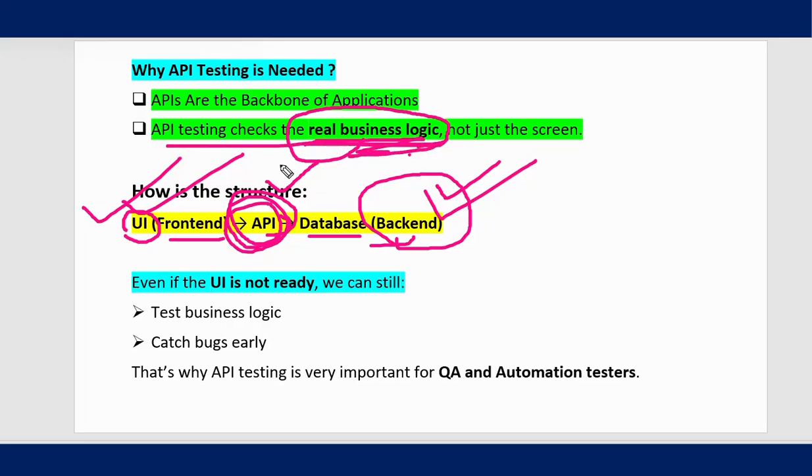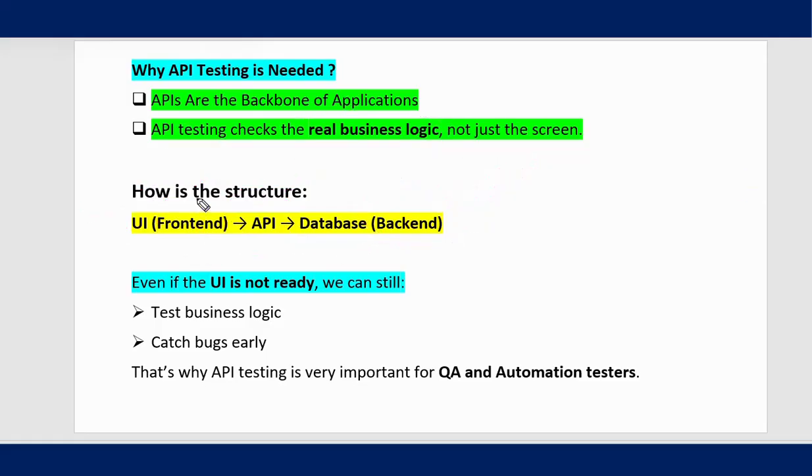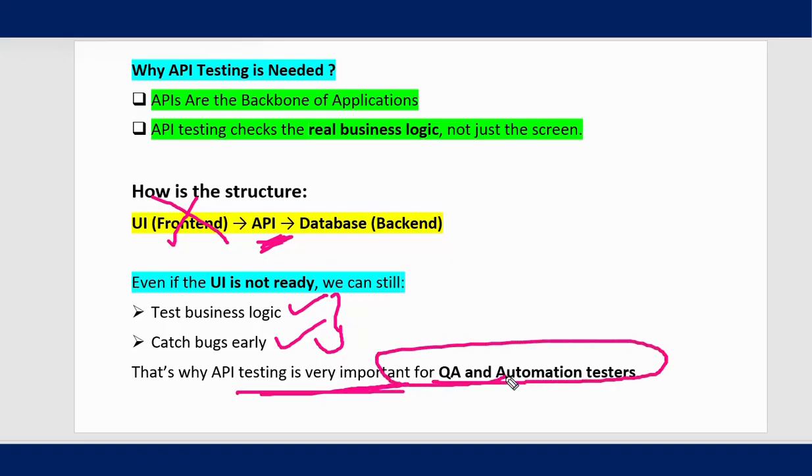And if the UI, the front end, is not available, even then we can do API testing. What can we do then? We can test the business logic and we can catch the bugs early. That's how we can save a little time. And that's the reason API testing is very important for QA and automation testers, right?